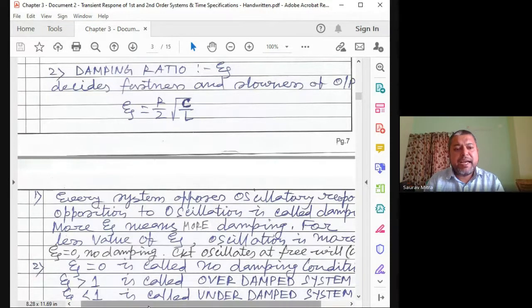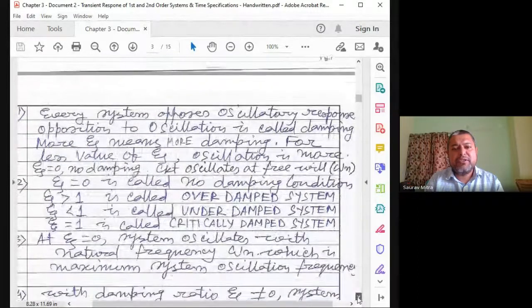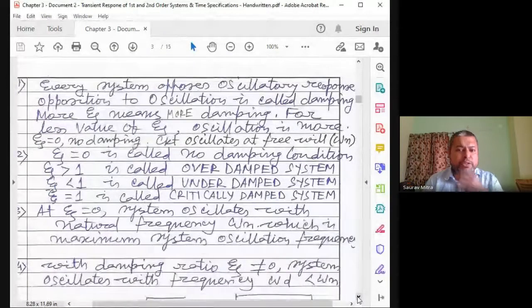First case will be undamped. So every system, now this is the value of zeta, how to find it. If I give RLC values, you can calculate zeta. Now let us find out what is the response. Every system opposes oscillatory response. Opposition to oscillation is called damping. So this is the formal definition of zeta or damping.